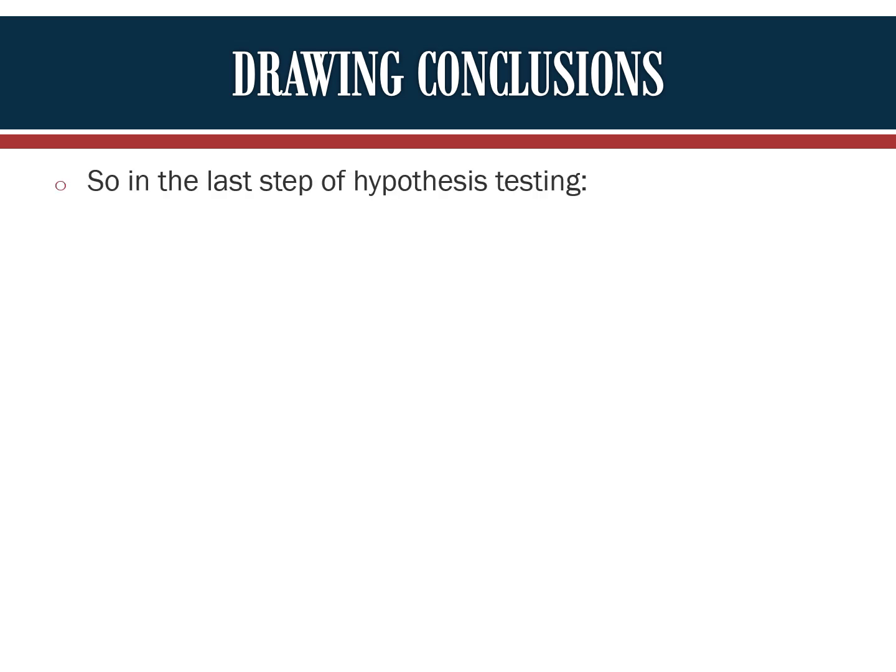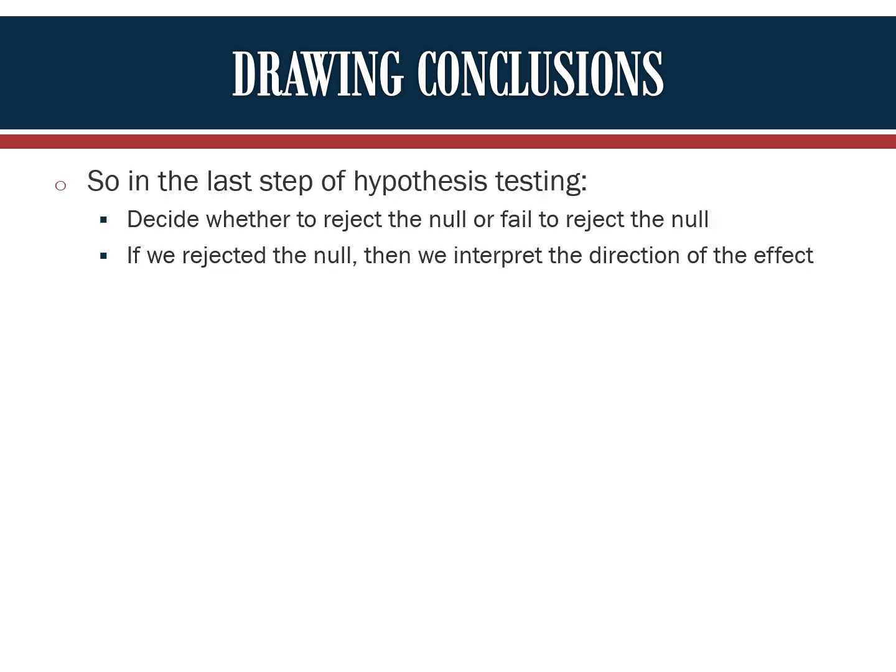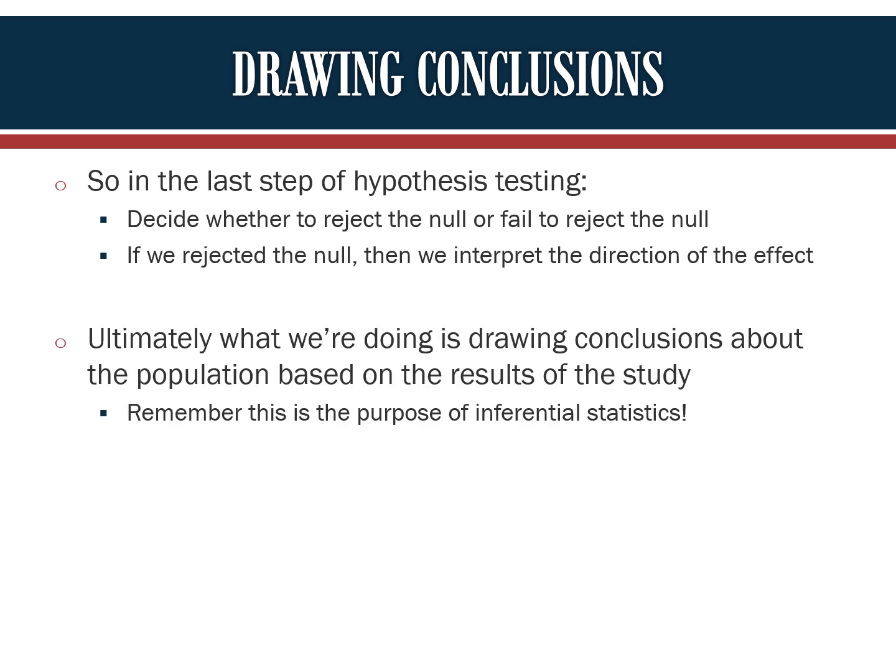All right, so then in our last step of hypothesis testing here, we're deciding whether to reject the null or whether to fail to reject the null. And then if we rejected the null, found a real effect, then we interpret the direction of that effect. Ultimately, this entire fourth step in our process is about drawing conclusions about the population based on the results of the study. And again, that's the purpose of inferential statistics. Hence, this is the important last thing to do in your hypothesis testing procedure, is to say, okay, here's what's likely to be true of the population based on what happened in our sample.